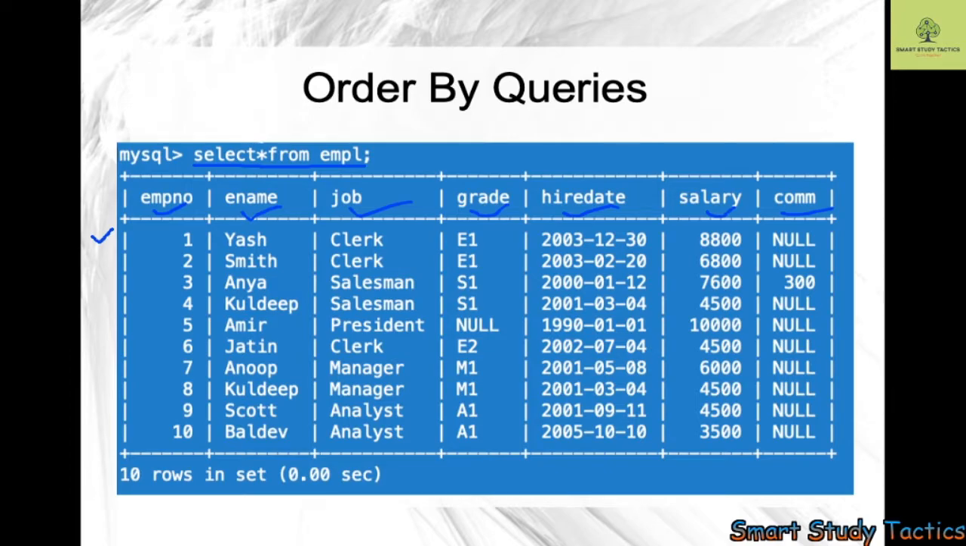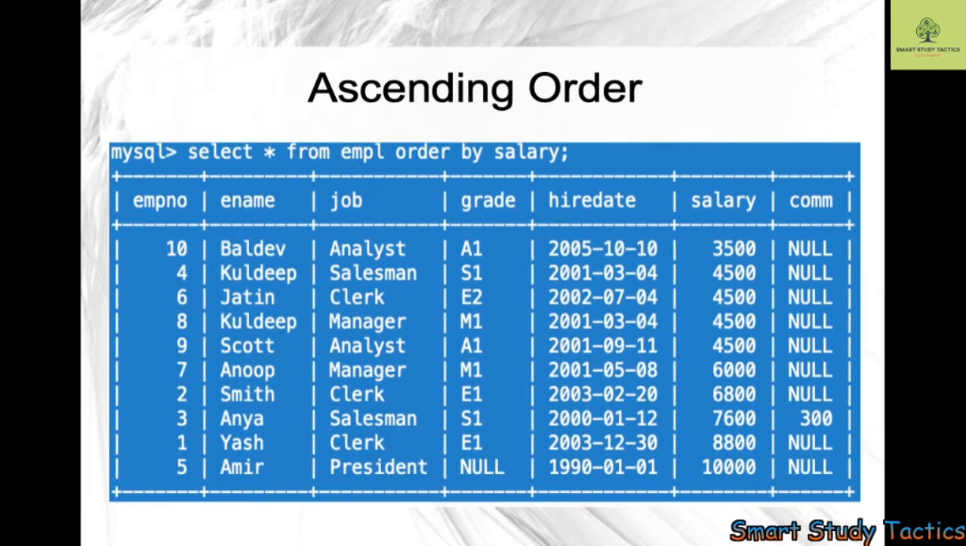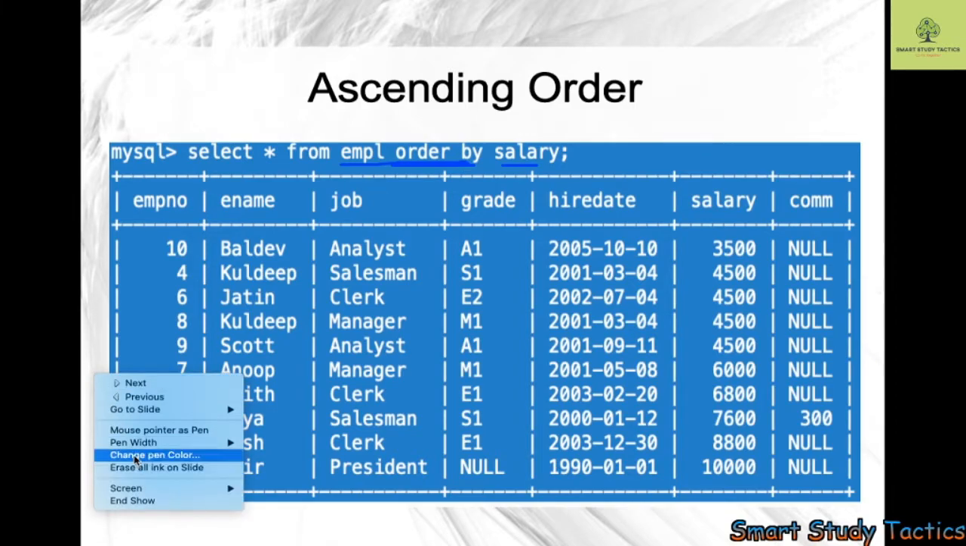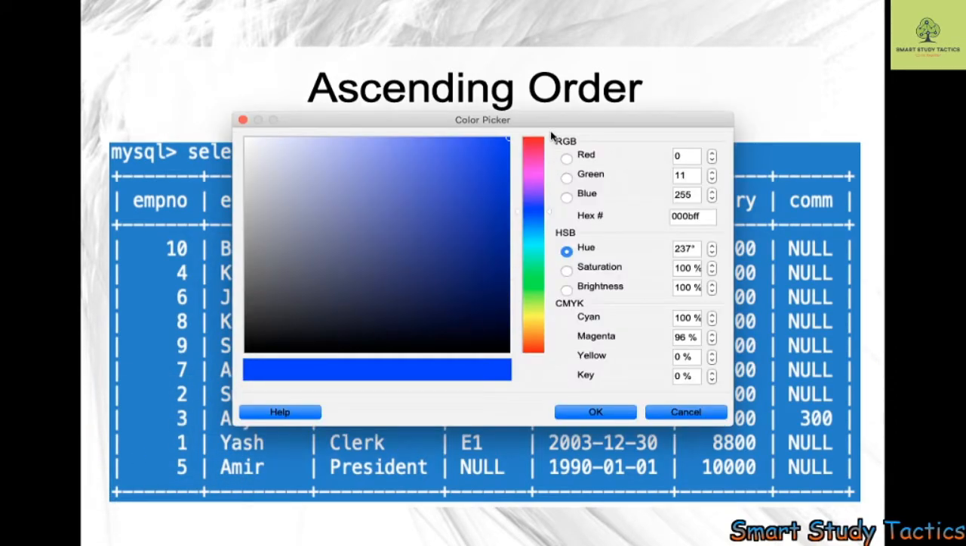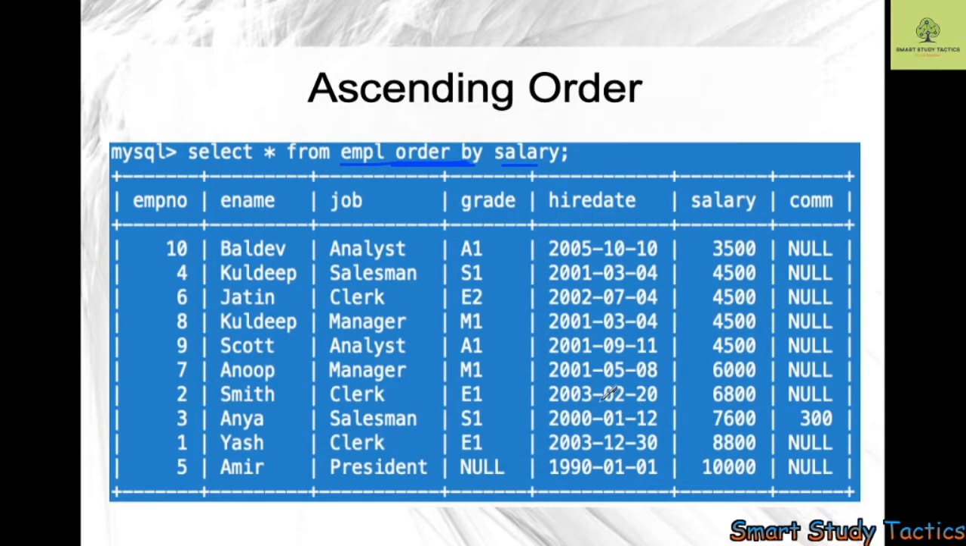So first of all, we are going to use the ascending order. Let's see how we'll use it. Make sure you write the query: select asterisk from employee order by salary. I'm going to change the color of my pencil so that you can see. So you can see here, this is salary. The column on which you want to put the order will be there at the last, after the order by clause.